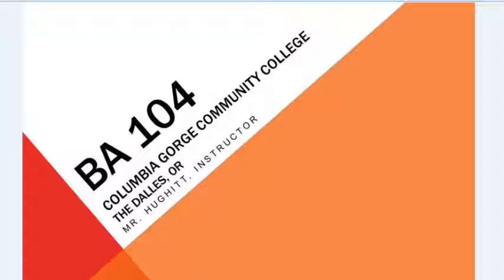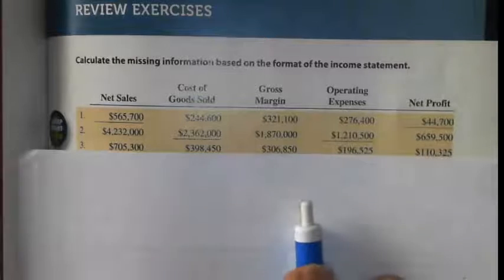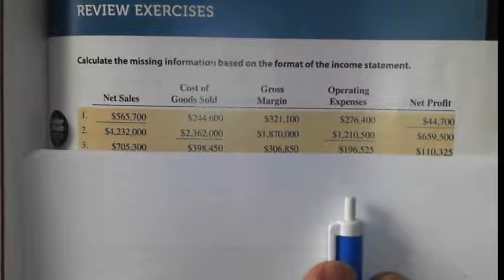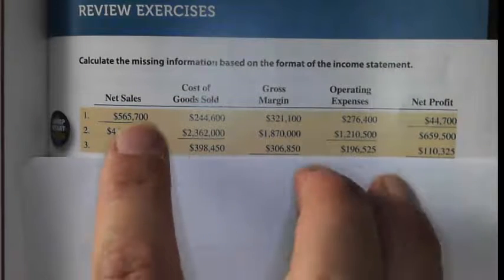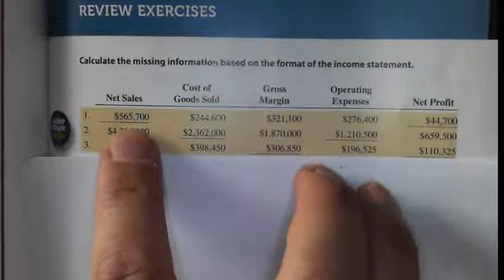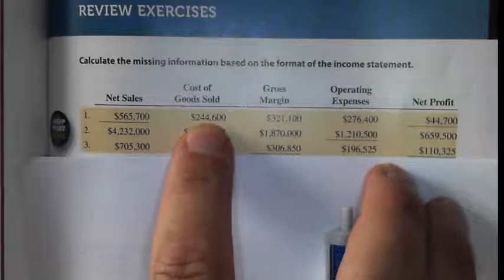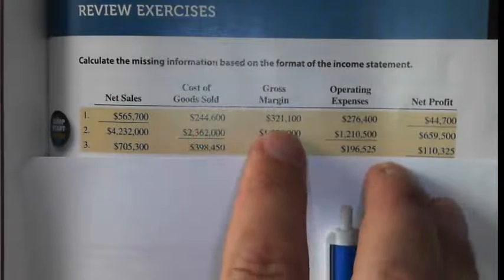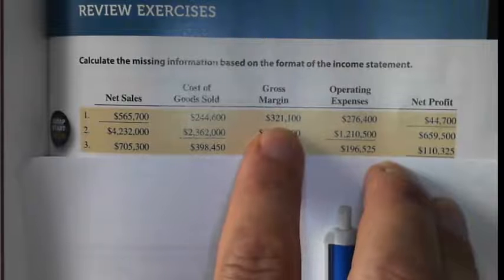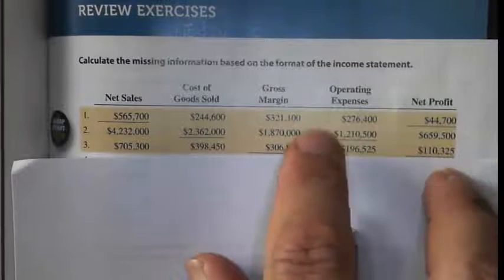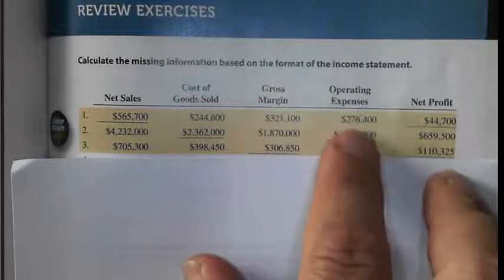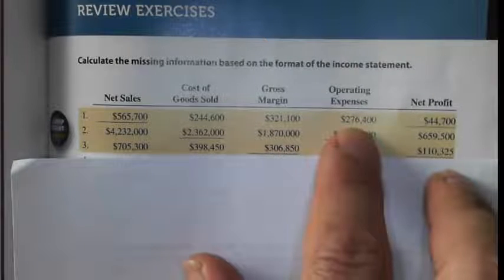Okay, this video is going to go along with Chapter 15, Section 2, looking at the format for an income statement. Calculating the missing information is this first section. How to do this is you look at your net sales, subtract your cost of goods sold, and you get your gross margin. Then, in order to get your net profit, you take your gross margin and subtract your operating expenses.